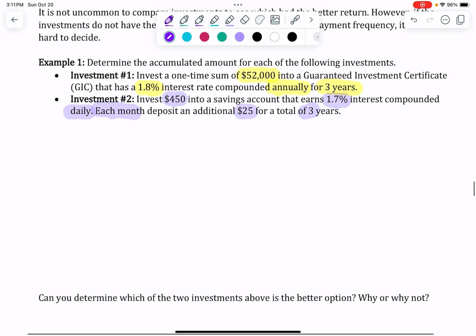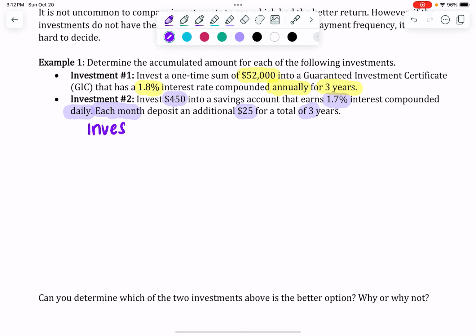Now, we can tell that both of these are compound interest calculations that we're about to use, which means we're going to be using our TVM. We can tell, A, because the word compounded shows up, but also it doesn't specify that it's simple interest, so by default, we always assume it's going to be compound interest. So we're going to calculate that accumulated amount, aka our future value or final value, for each of these investments.